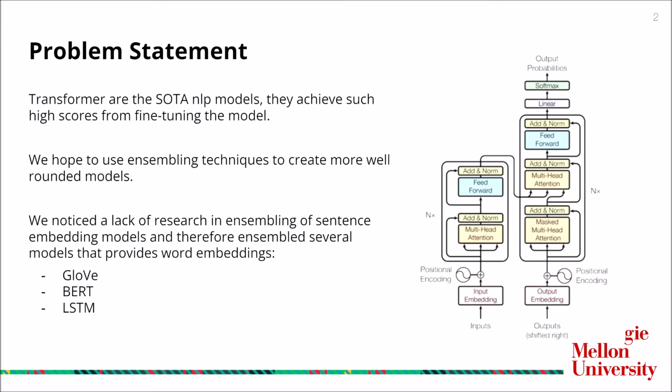We hope to combine the strengths of multiple NLP models with completely different architecture. So we're hoping to use ensembling techniques to create a more well-rounded model. We also notice a lack of research in ensembling of sentence embedding models, and therefore we have chosen to ensemble several models that include word embeddings. Those are GloVe, BERT, and LSTM.